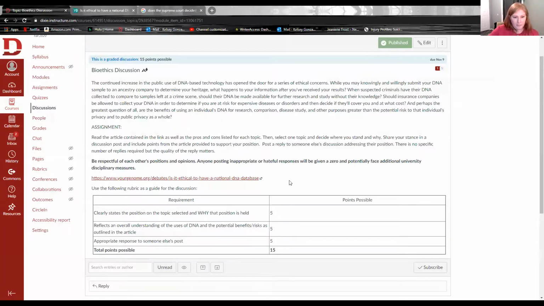Then here, you are going to select one of those topics, okay? One from that article you read, and you're going to decide where you stand on it and why. So basically what I've asked you to do in the lecture right now, only now you're going to do it for this article I've given you. Share your stance in a discussion post and include points from the article provided to support your position, okay? So, hey, no, I don't agree with it, and these are a couple of the cons that were listed that I'm worried about too. You do need to reply to somebody else's post, at least one person.